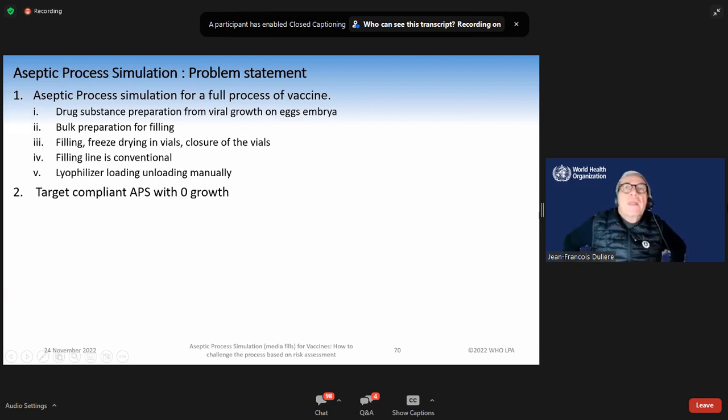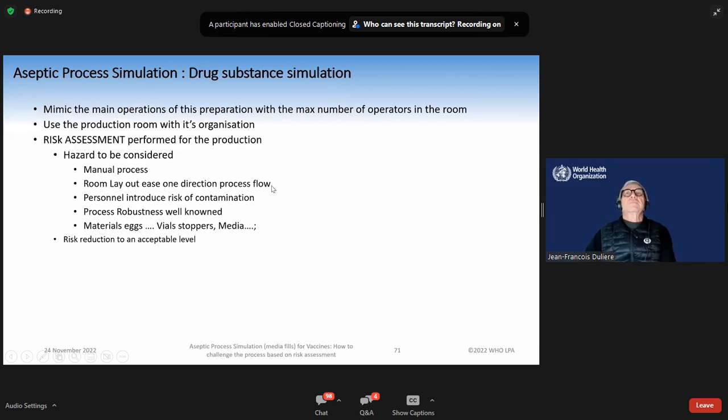So first, the problem statement. We have an aseptic process simulation for a full process of vaccine. We need to prepare the vaccine from the viral growth on egg embryos, bulk preparation for filling, freeze drying in vials, and closure of the vials. The filling line is conventional, with lyophilizer loading and unloading done manually. The target is a compliant APS with 0 growth.